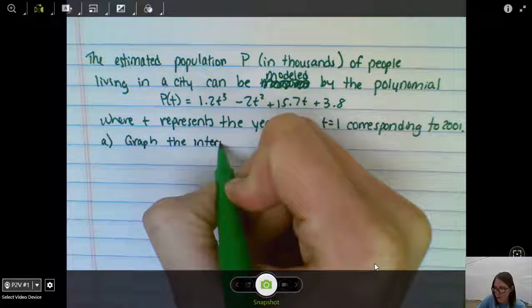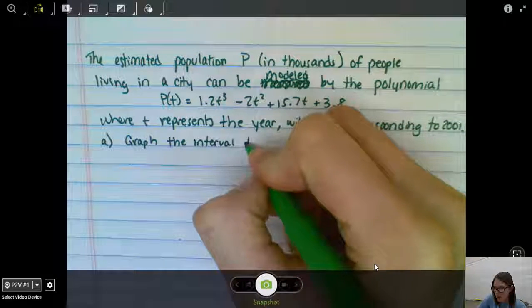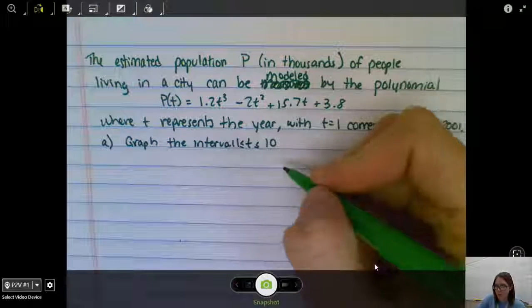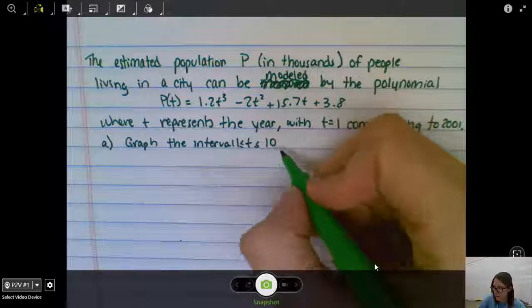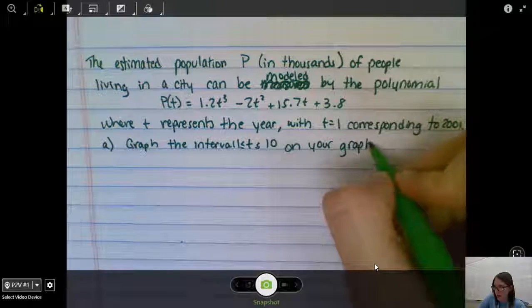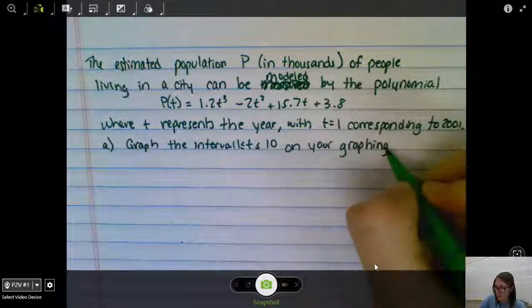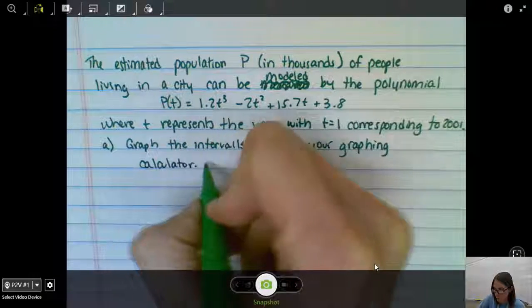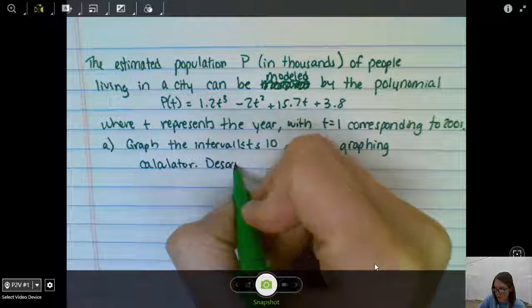Graph the interval t is between 1 and 10 on your graphing calculator. Describe the graph.